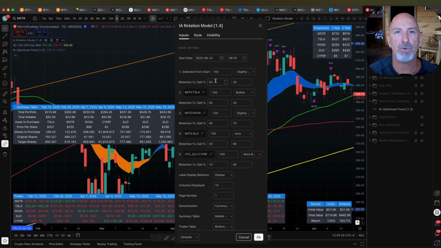And then the percent that we want to retain and hold. So at any given time, I want to hold on to 50% of my MicroStrategy, and I'm only willing to sell off 25% of it at any given time. Same thing with Tesla. With NVIDIA, it's 40 and 75%. With gold, I only want to hold 20% at any given time. That's me holding on to it just as a bit of a hedge moving forward, selling off up to 80% at any given time. CYFRF, 10% is all I want to hold at any given time, being willing to sell off up to 90%.